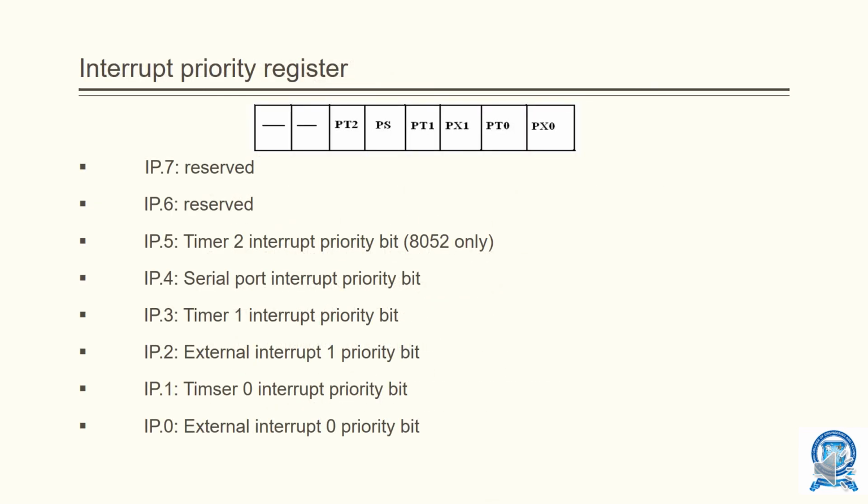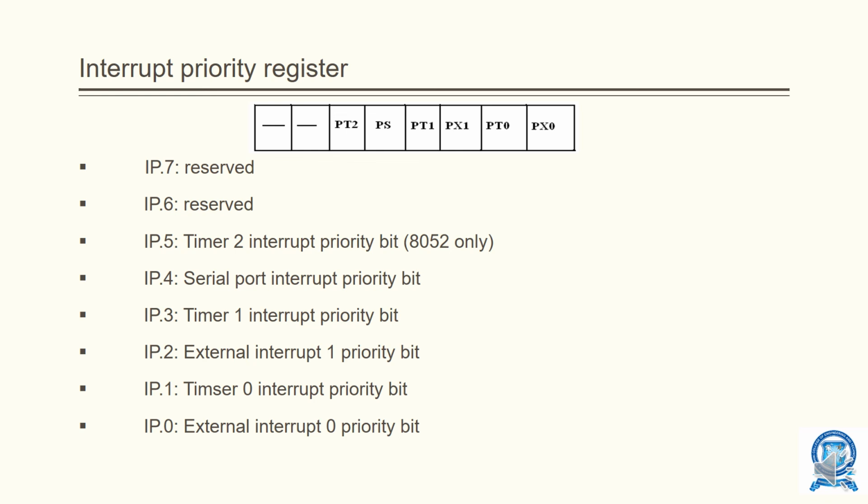Interrupt priority register. Once the controller gets more than one interrupt, it serves them priority-wise. The maximum priority will be served first, and the minimum priority will be served last. This is the order in which the controller serves. So here you can see IP7. Every bit is bit addressable except 2 bits, whereas bits 6 and 7 are both reserved.